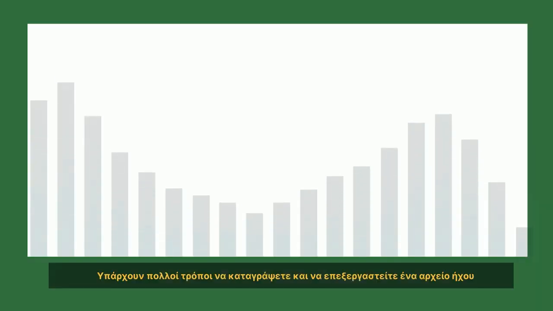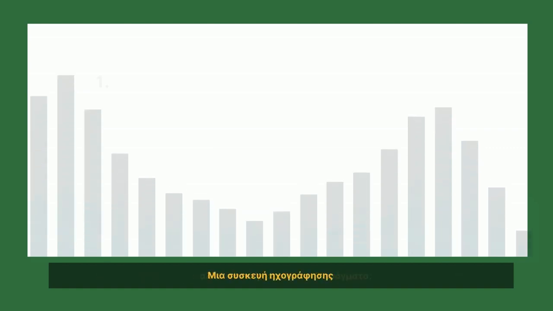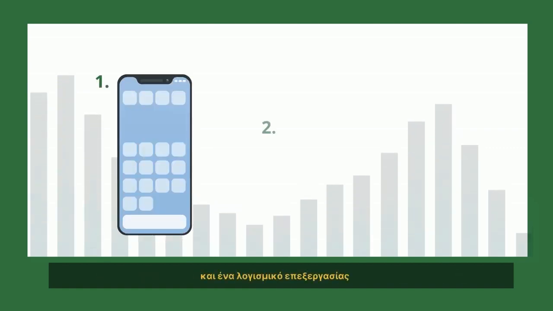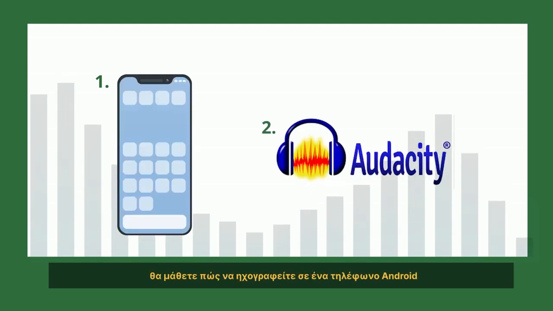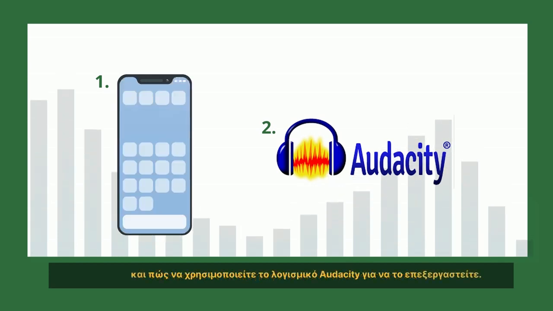There are many ways to record and edit audio files, but you'll always need two things, a recording device and editing software. In this tutorial, you'll learn how to record audio on an Android phone and use Audacity software to edit it.